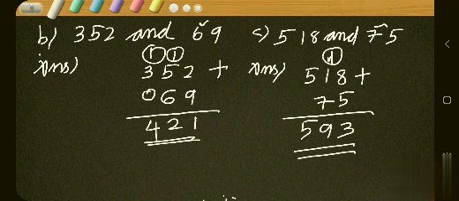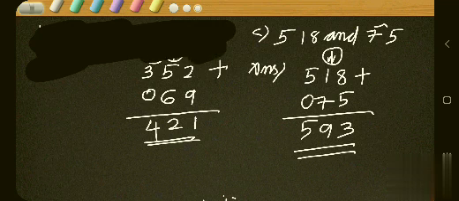Once again, 8 plus 5. 8 after 9, 10, 11, 12, 13. 13, 3 here. Balance 1 above this 1. Isn't it? 1 plus 1, 2. And 2 plus 7. 7 after 8, 9. And 5 here. Okay. Next question.